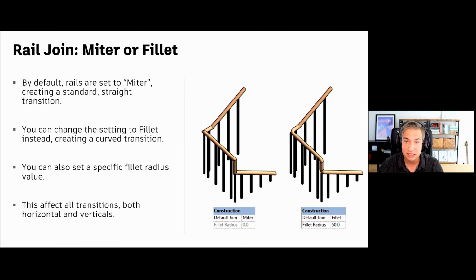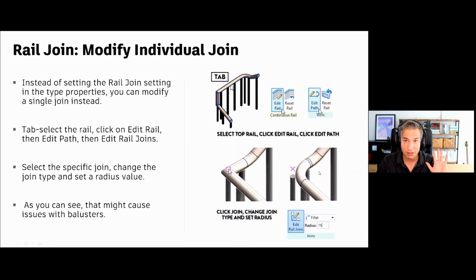And that affects not only horizontal transitions, but vertical transitions as well. As you can see here, we have a radius of 50 millimeters, as well as for the vertical transition. So that will affect every single transition in this railing type. Maybe for you, that's too broad of an effect. That's okay, because you have access to this option to modify the individual join.